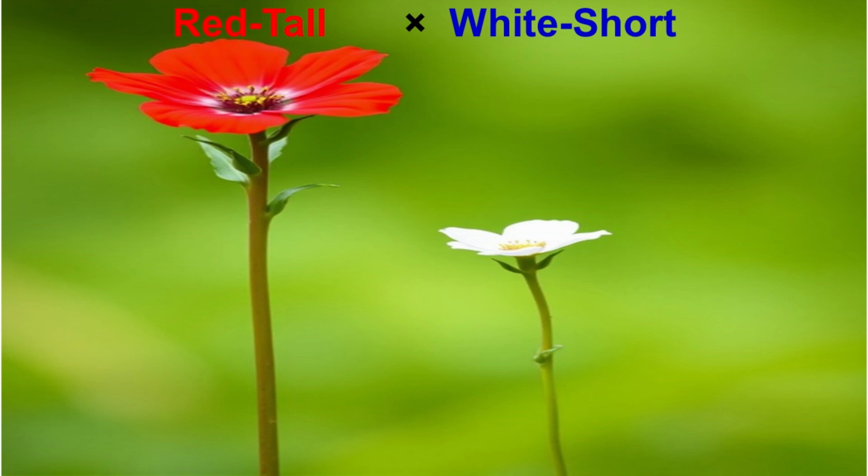We'll test cross our red tall plant with a white short plant of known genotype, pure recessive, which can only produce one type of gamete, ab. What would the results be?